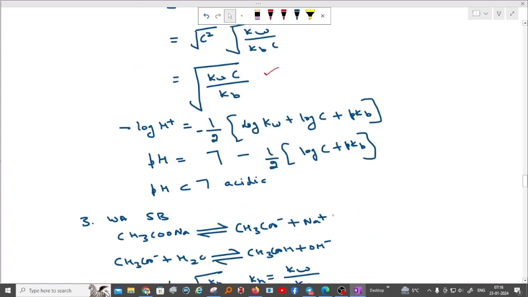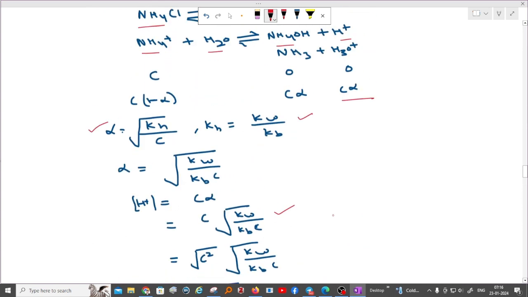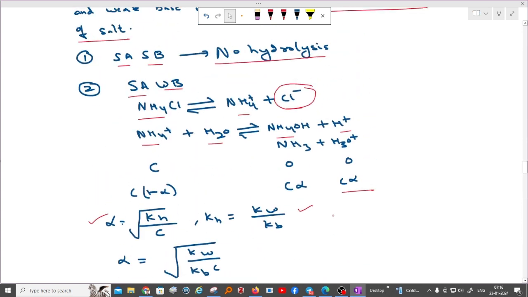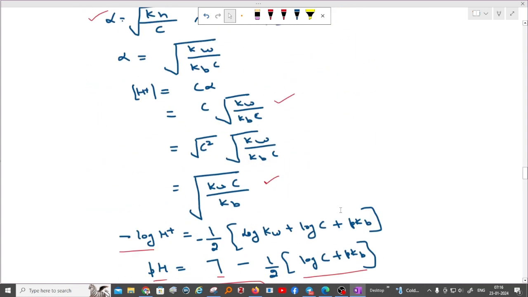If you take a negative logarithm of this, negative logarithm of hydrogen ion is minus half of log Kw plus log C plus pKb. If you rearrange it, pH equals 7 minus half of log C plus pKb. Something is subtracted from 7, so the pH is less than 7, which means the solution is acidic. So we have proved that the salt of strong acid and weak base will be acidic in nature.